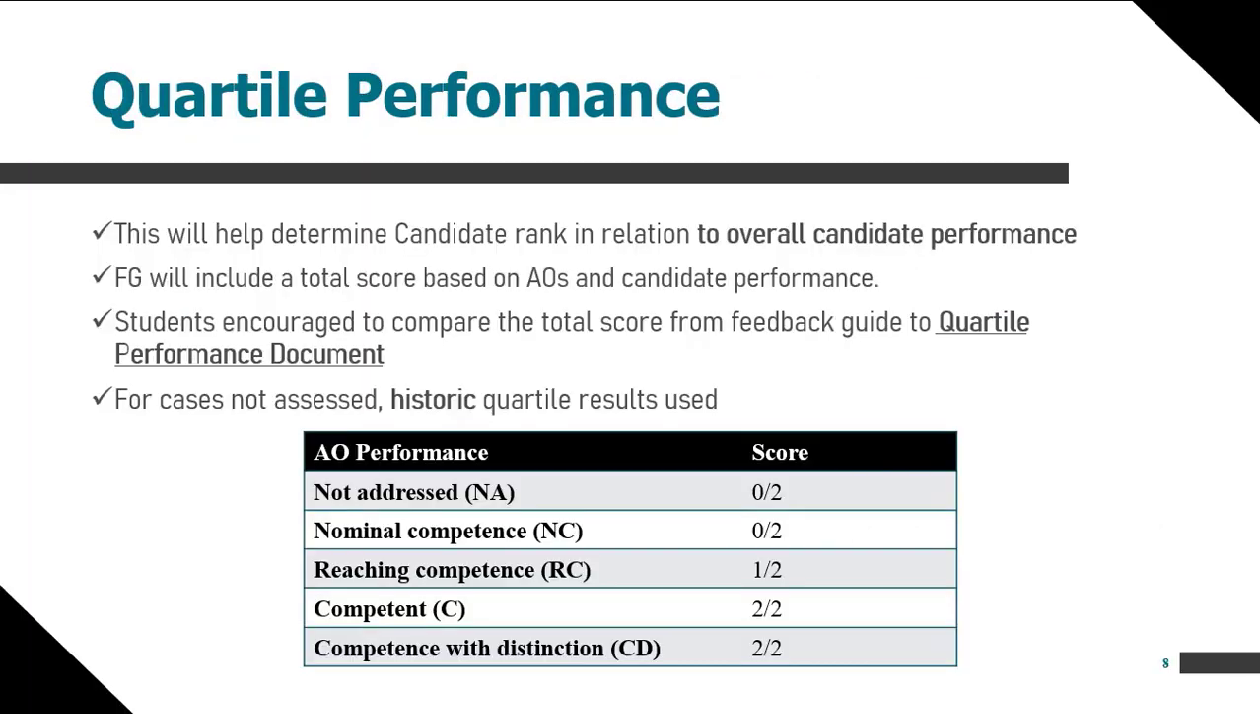Quartile performance scores will be provided for days 2 and 3 practice cases to help candidates determine where they mark in relation to overall candidate performance. Each feedback guide will include a total score based on the number of AOs and candidate performance, with the scores shown here. Once candidates receive feedback, they are encouraged to compare their score to the completed quartile performance document. This will help you gauge where you rank in terms of overall AOs and specific individual ones. For cases that are not assessed by the National Marking Center, the quartile performance is based on historic candidate results.